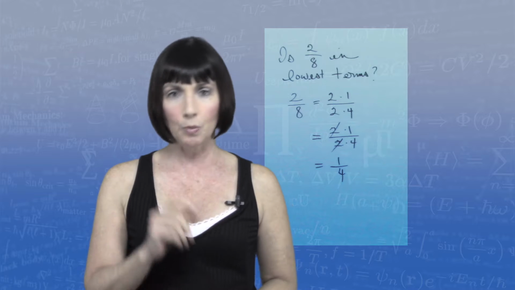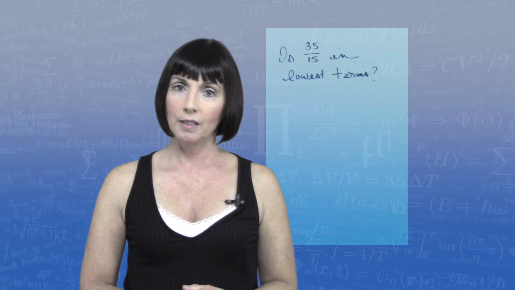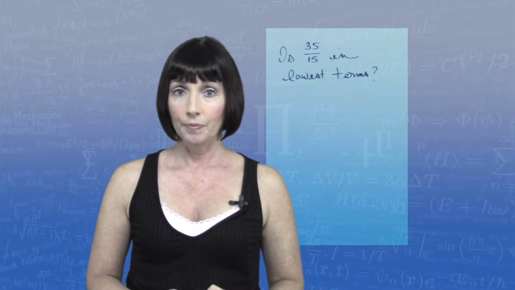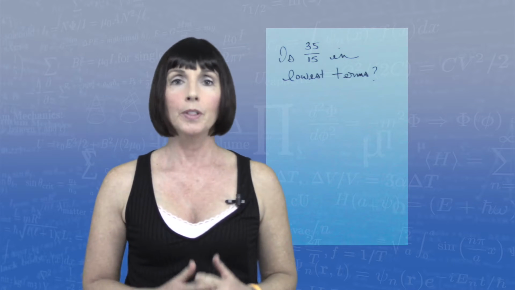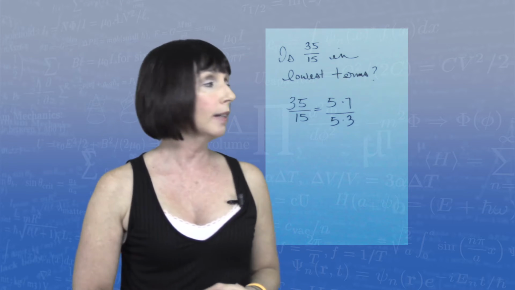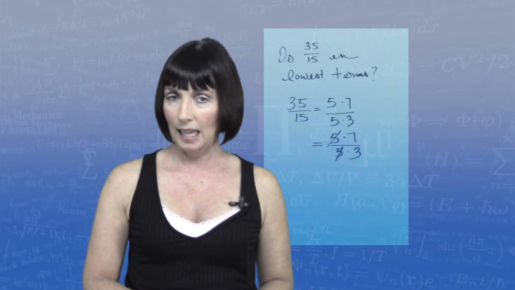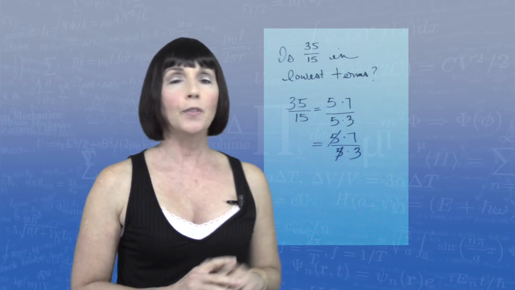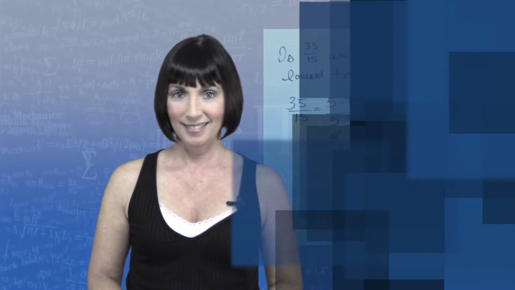Okay, another example, this one with an improper fraction. Is 35 over 15 in lowest terms? Is there a number that divides evenly into both 35 and 15? Yes, there is. 5 divides evenly into both 35 and 15. So, on the top, 5 times 7 is 35. On the bottom, 5 times 3 is 15. Again, those 5's will cancel out. So we're left with 7 over 3. Therefore, 35 over 15 reduces to 7 over 3. Now it's in lowest terms.